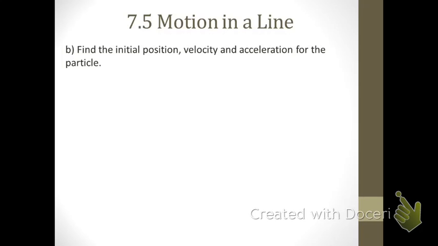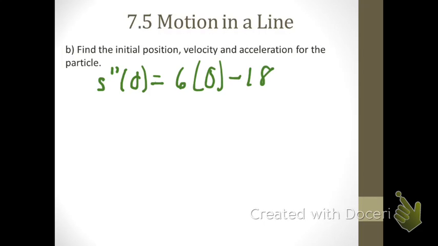Alright, and then finally, to find the initial acceleration, we're going to find out what s double prime of 0 is. And that's simply going to be 6 times 0 minus 18, or negative 18 centimeters per second squared.